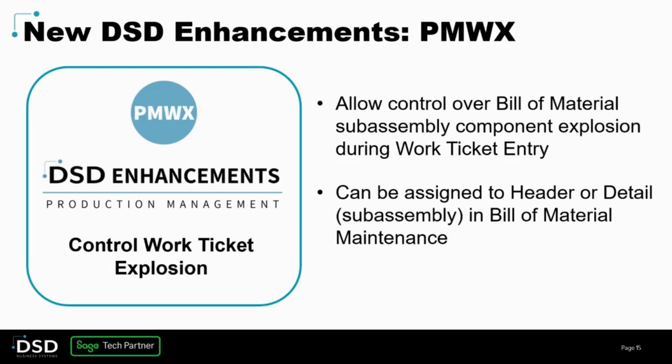PMWX, this is a production management enhancement that allows you to control for bill of materials. You can define at the bill of material header or line level an ability to explode or not explode subassemblies when they are put onto a work ticket.